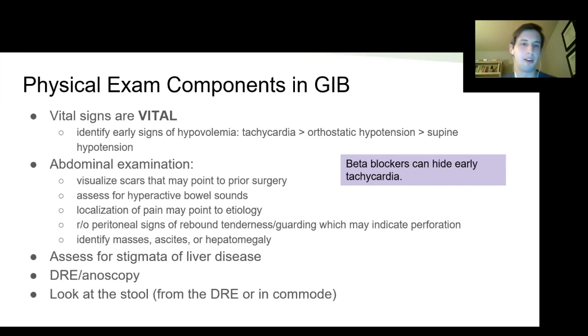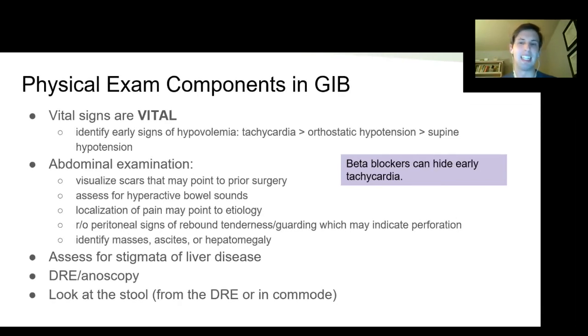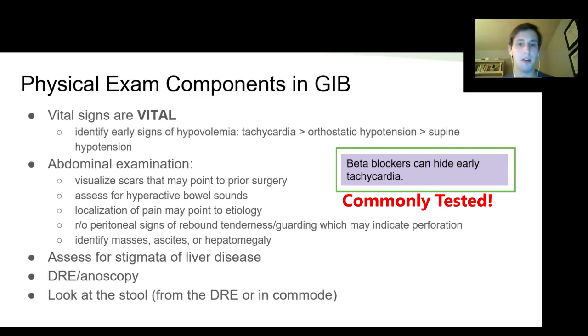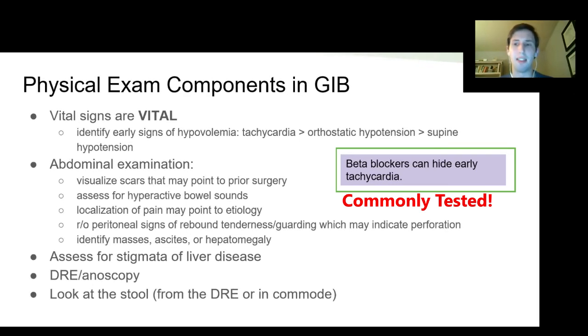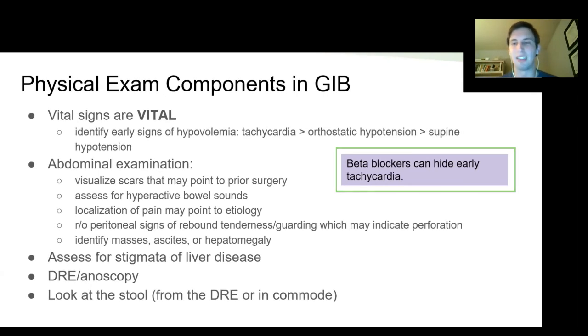One thing to note for the vitals, and we'll talk more about severity in the next podcast, but if we're thinking about hypovolemic shock, and that's the thing we're worried about, sometimes patients will be on beta blockers, and that can hide early tachycardia, which is actually the first sign of hypovolemia in these patients. So have that on your radar when you're evaluating these patients. If you're concerned and you see a beta blocker, maybe it's actually something higher than that. We're just not seeing it.